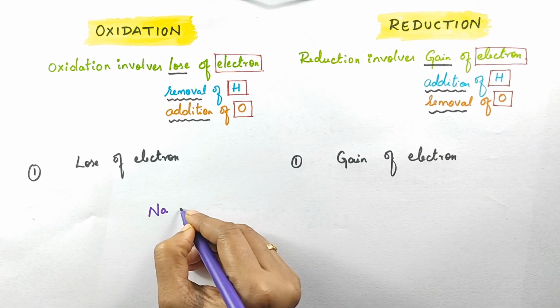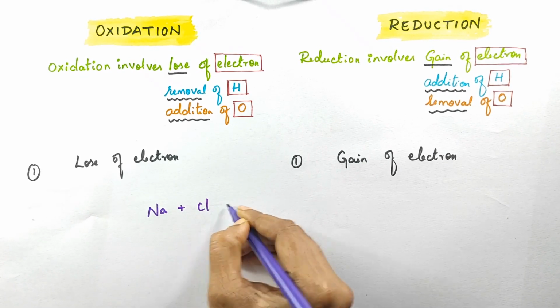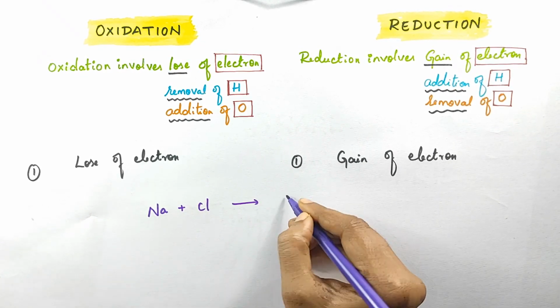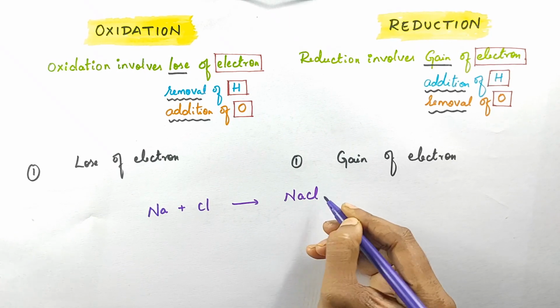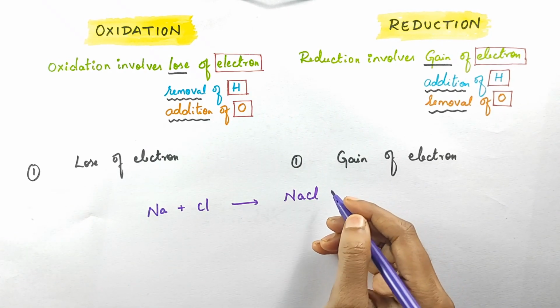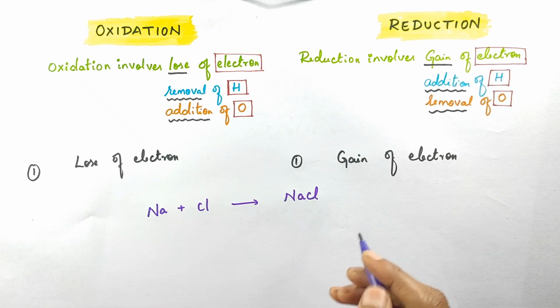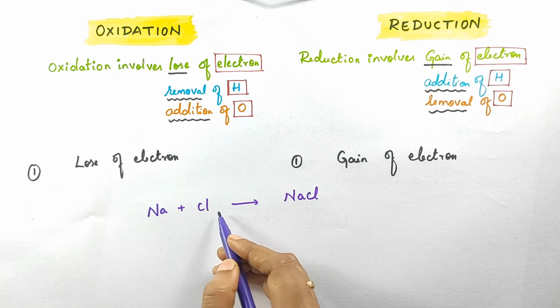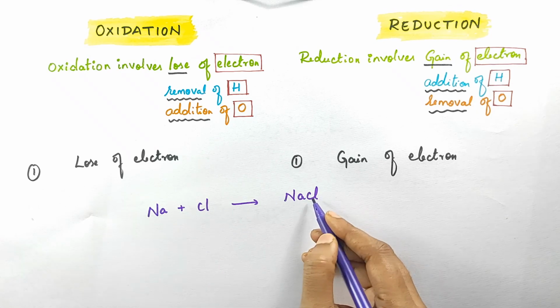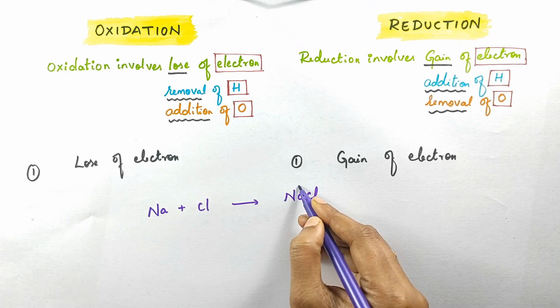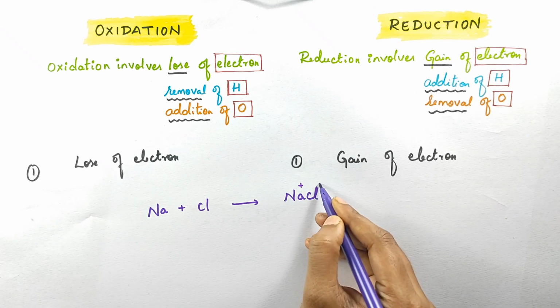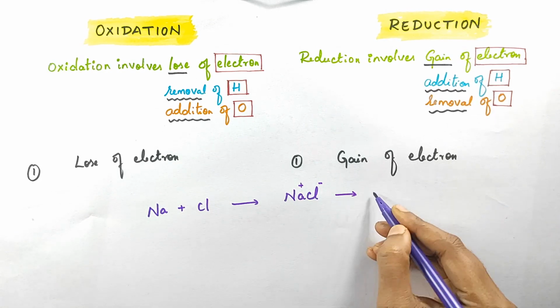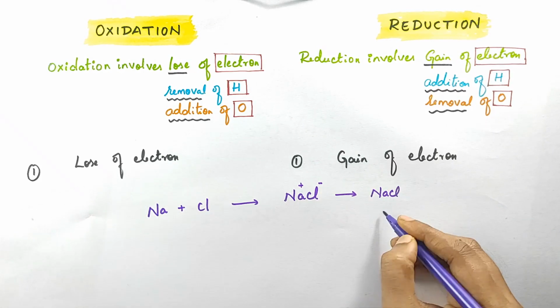NaCl. So sodium combines with chlorine to form sodium chloride. This is the common example. Sodium chloride, that is common salt. How is this sodium chloride formed? Sodium plus chlorine forms sodium chloride. Here the sodium carries a positive charge and chlorine carries a negative charge to form sodium chloride salt.